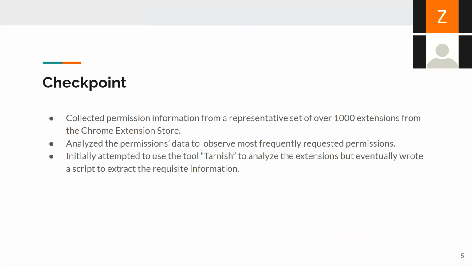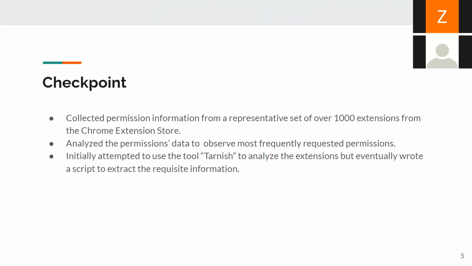For checkpoint 2, we collected permission information from a representative set of over 1,000 extensions from the Chrome extension store. We then analyzed the permissions data to observe the most frequently requested permissions. Initially, we attempted to use the tool Tarnish to analyze the extensions, but because there was no API for us to use to automate the analyzing process and downloading, we manually downloaded all of them.